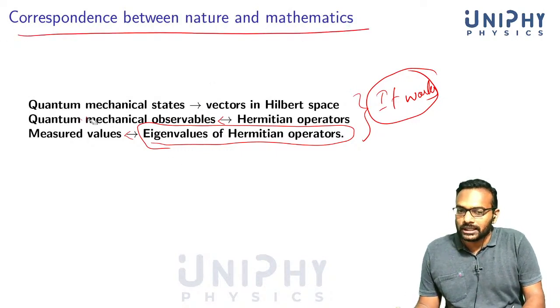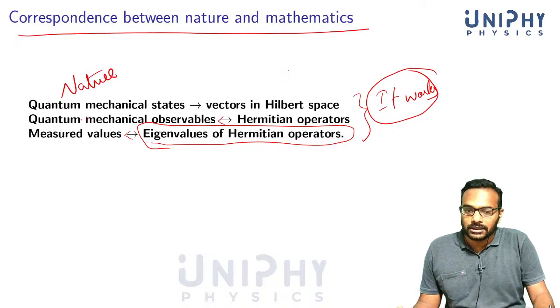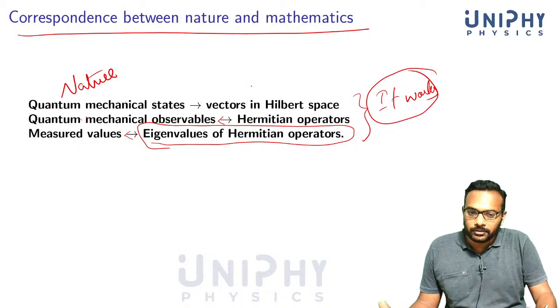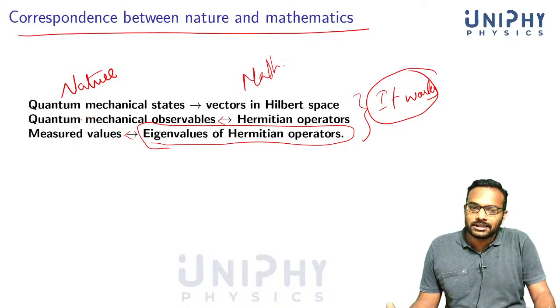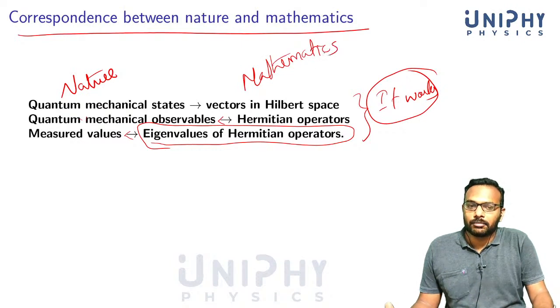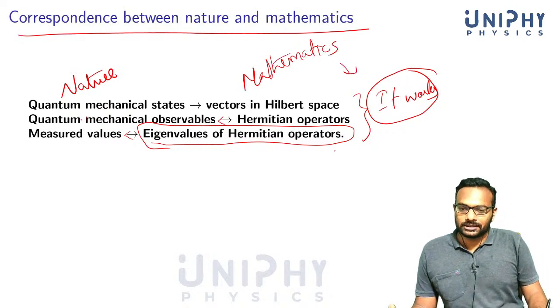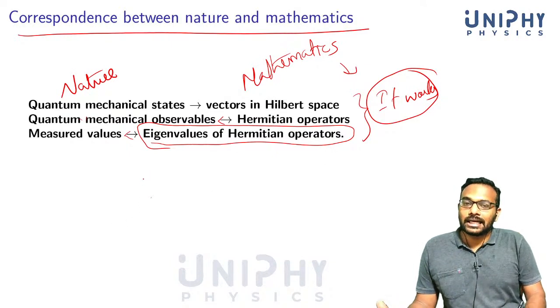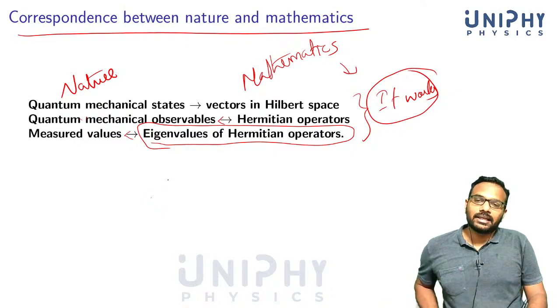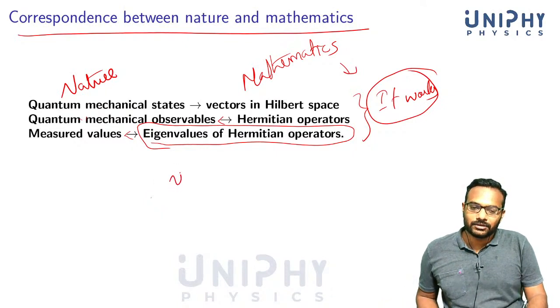On one side you have got nature, there are quantum mechanical states, etc. And on the other side you have got mathematics. So you see that there is a nice correspondence between nature and mathematics, and as I said earlier, it works. It works to the extent that people say that mathematics is unreasonably effective. It was Eugene Wigner who said that. We don't know why mathematics is so effective, but it all works, unreasonably effective.